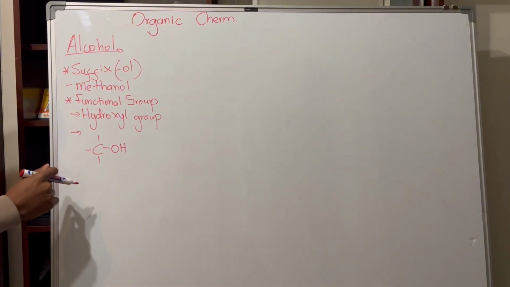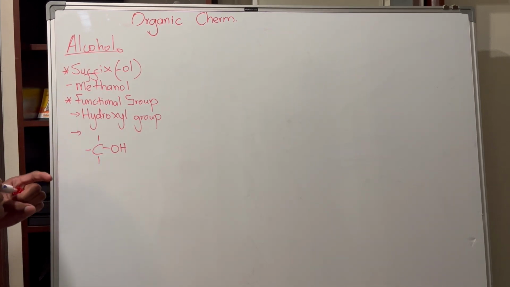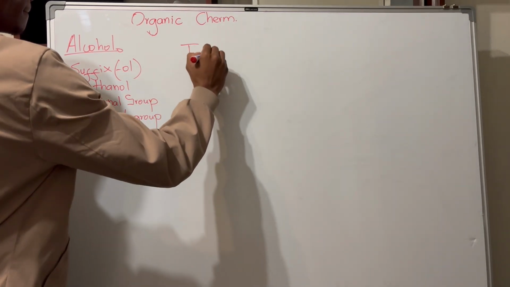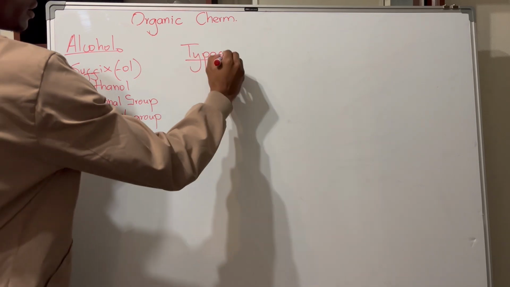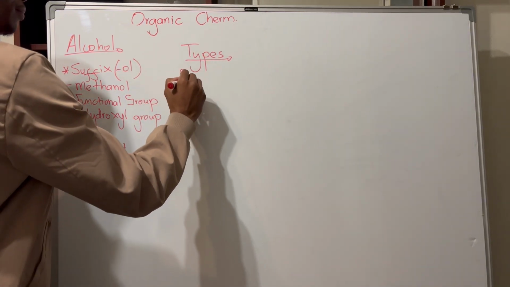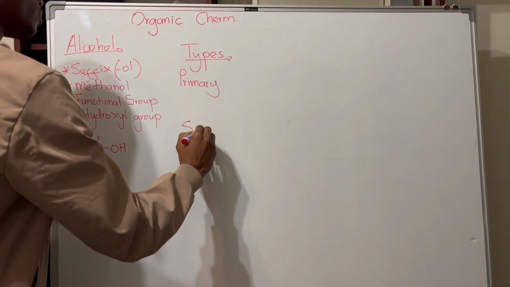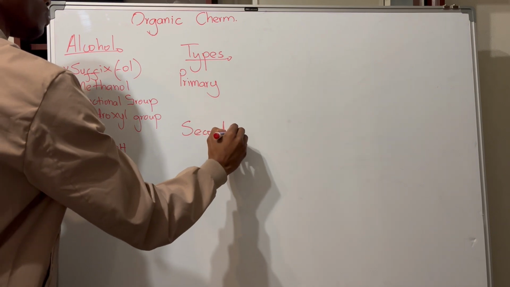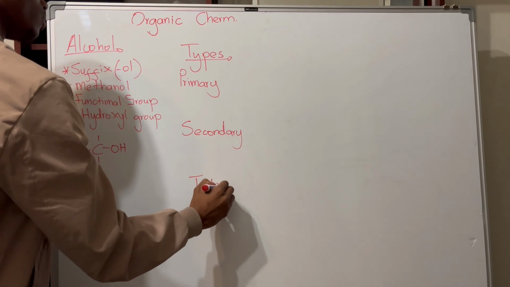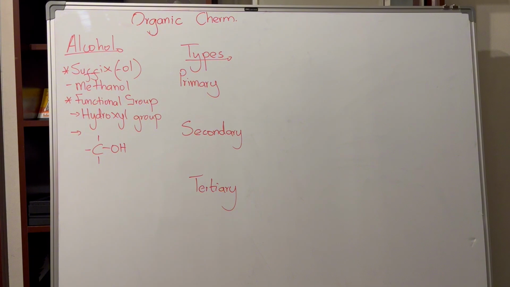And this hydroxyl group now, or basically alcohols, can be subdivided into 3 types. So types of alcohols, there can be 3 of them. We have primary, we have secondary, we have tertiary alcohol. Primary alcohol, secondary alcohol, and tertiary alcohol.